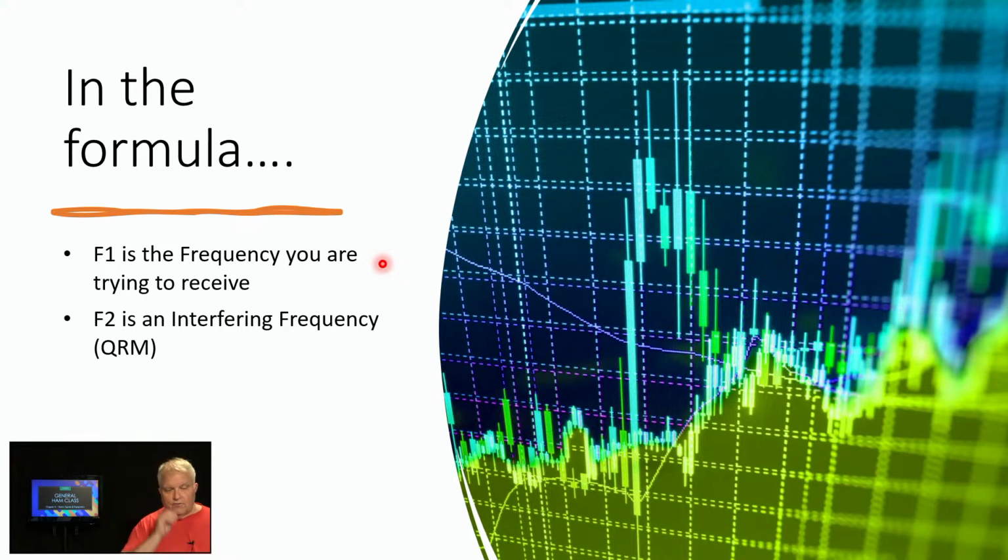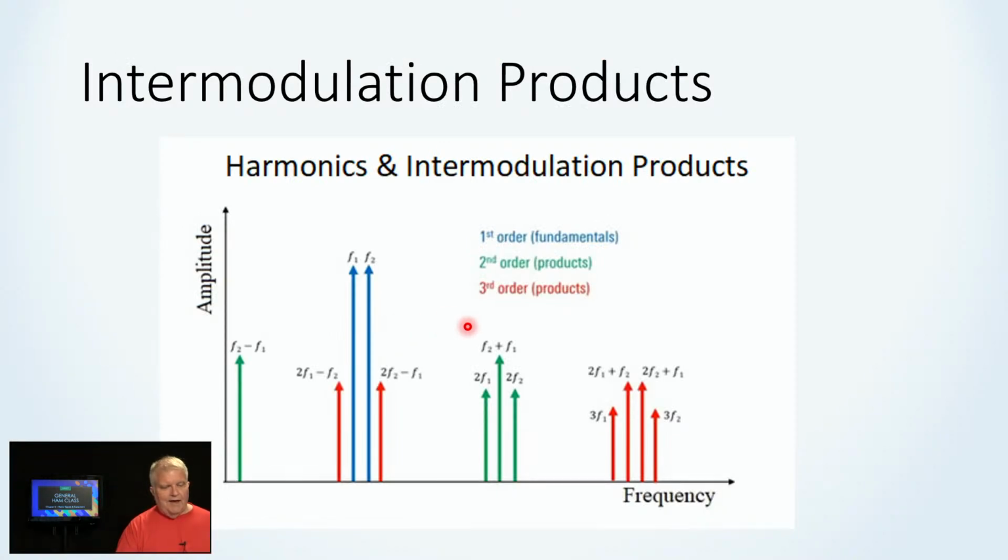F1 is the frequency you're trying to receive, and F2 is an interfering frequency in the formula. And so here's F1, that's the frequency you're trying to receive, and here's F2, the interfering one, and you'll find that there are all sorts of mixing products that are generated. There's one over here, F2 minus F1, there's some over here, 2F1 minus F2. So these are the first order products.